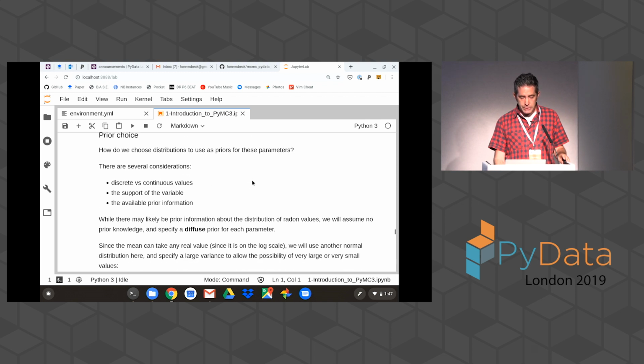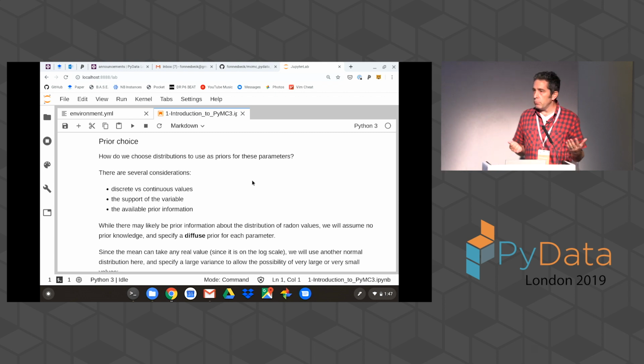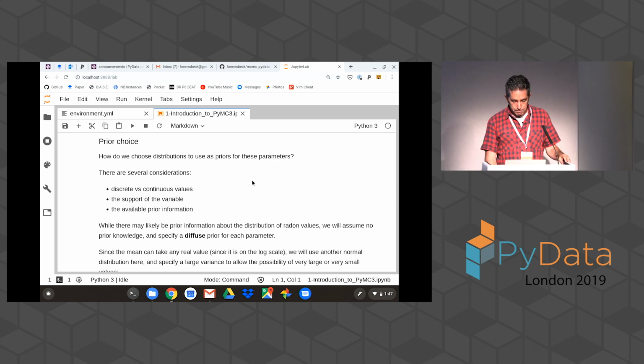So we've got to make choices about priors. How do we choose priors? Well, it depends on what the underlying parameter looks like. Is it something that's discrete or continuous? What's the support of the variable? Can it take negative values? Does it take really big values and really small values? All those sorts of things.